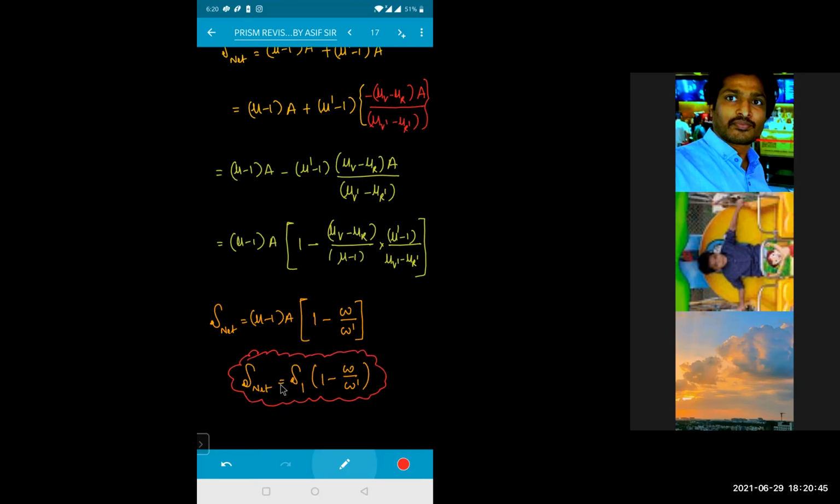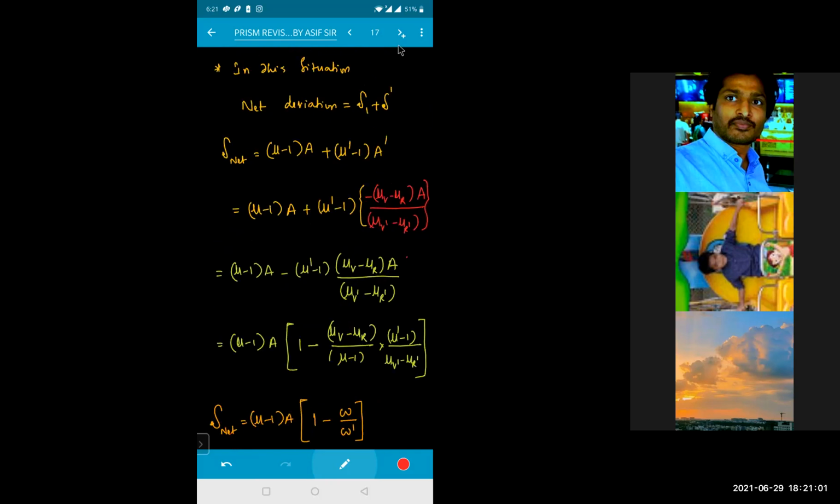So net deviation without dispersion, delta net must be equal to delta 1 into 1 minus omega by omega dash. Clear? This complete derivation is actually for your board examination. But for the competitive track, you need to directly remember this one. But anyhow, you should know how you got this derivation. That is the reason I did the complete derivation in detail for you.